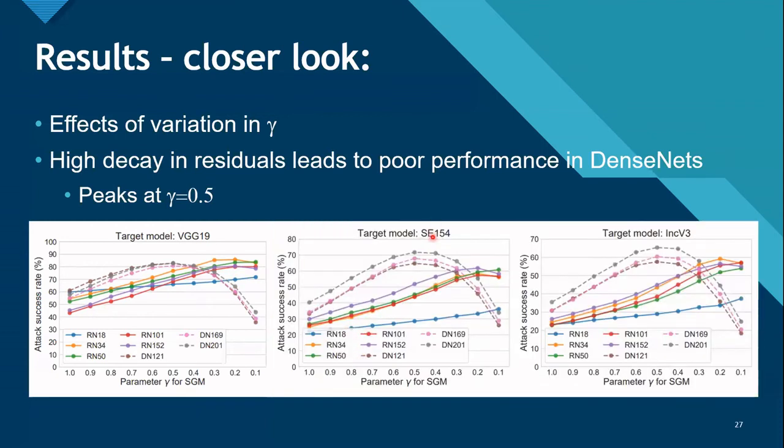Extending out to Squeeze-and-Excitation 154 and Inception V3, you pretty much see more of the same. We still have that same peak at 0.5 and 0.2 respectively for the ResNets. And what this shows us is that the gamma is more dependent on the source model itself than it is for the target model.